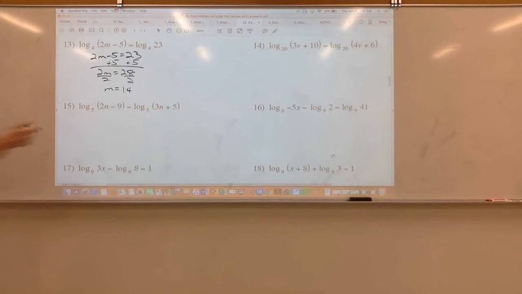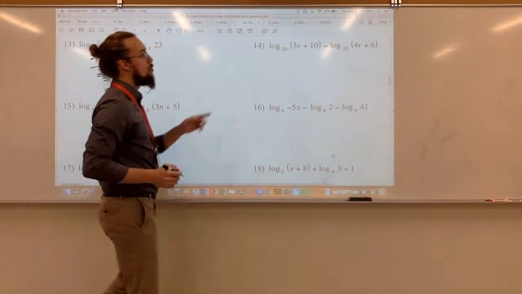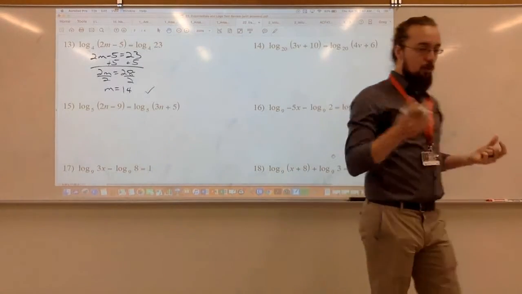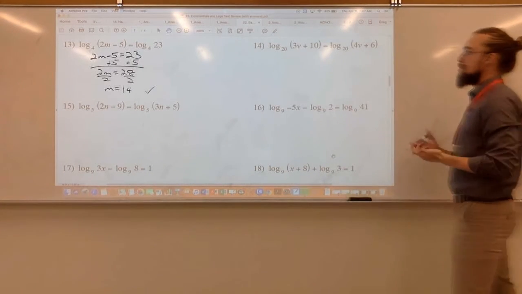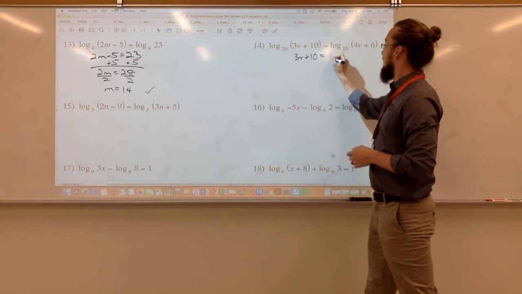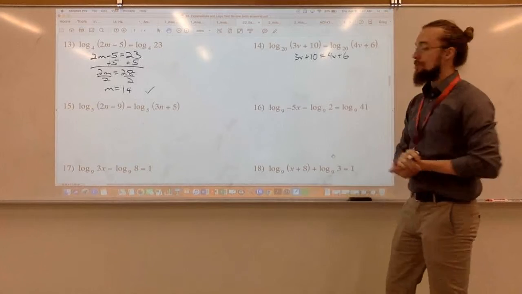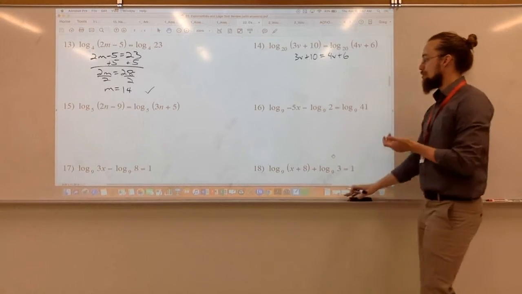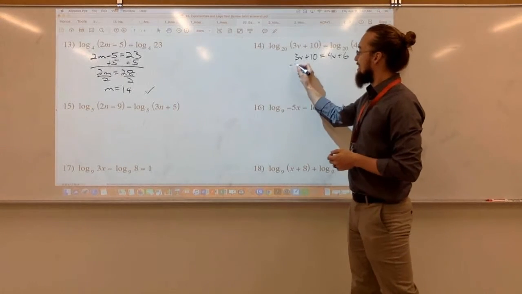Same idea for number 14 here. I already have one log equal to one log, so we can use this one-to-one property. So I'm just saying 3b plus 10 equals 4b plus 6, and we're solving. I want to get my b's on one side.